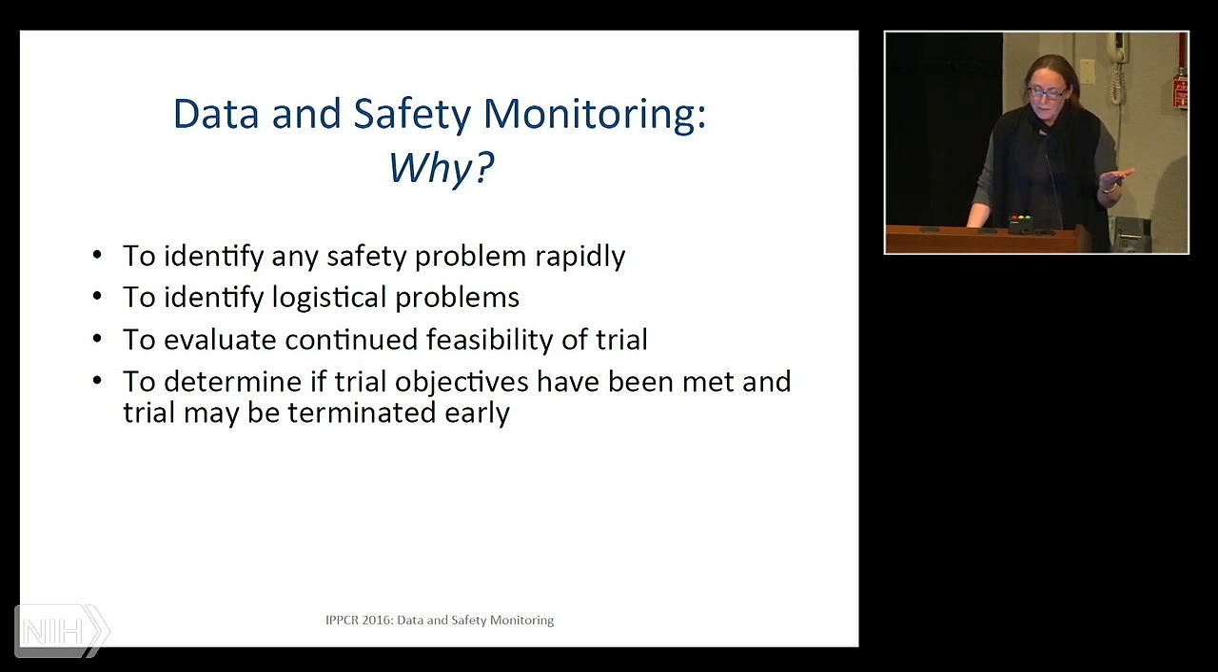So they'll be actually evaluating the feasibility of the trial, not just things like efficacy or safety. And ultimately, they want to make sure if the trial objectives have been met early, then the trial should be terminated early.